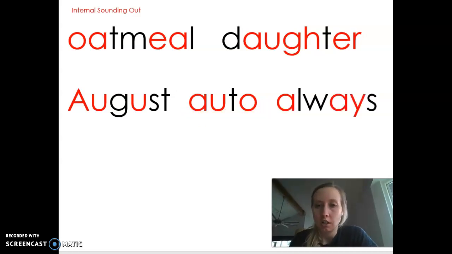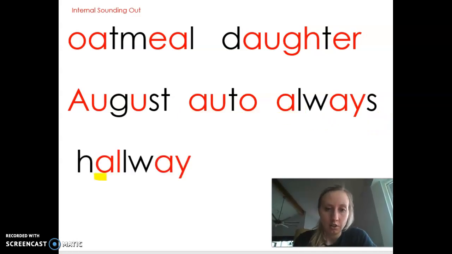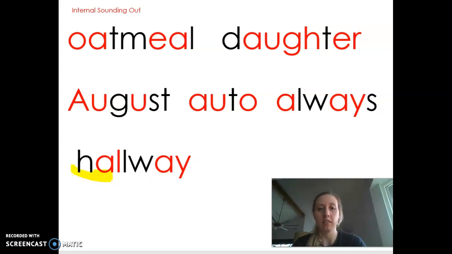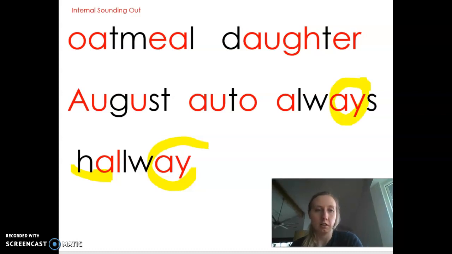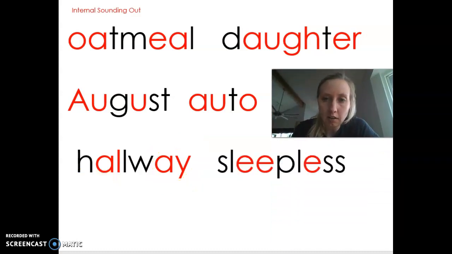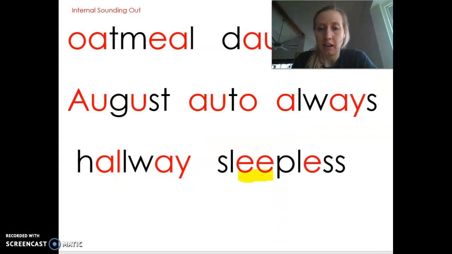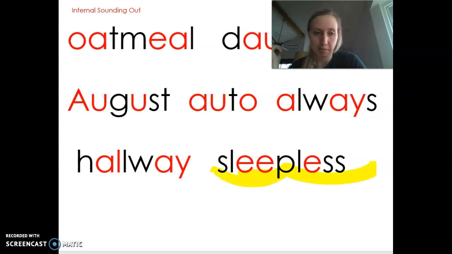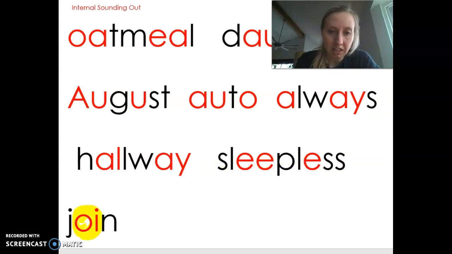Okay. 3, 2, 1. Always. 3, 2, 1. Hallway. Compound word. Hallway. Now AY, a vowel team. AY, the A says his name. Okay, here we go. Another vowel team. Sleepless means without sleep. Here's another vowel team. OI. So, but it's not going to be O this time. It's just going to be OI.